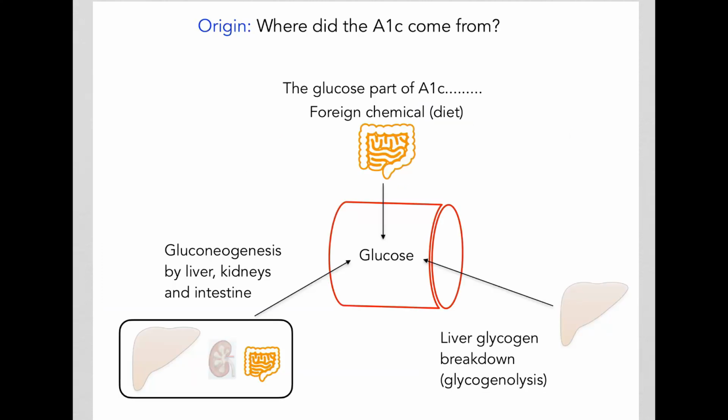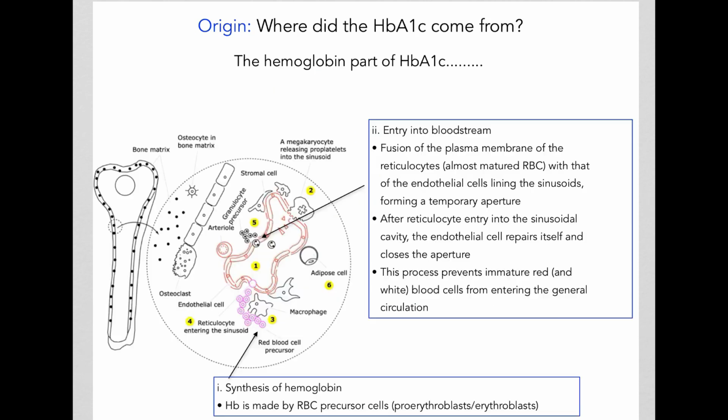To understand this test, we need to look at the origin, distribution, metabolism, as well as excretion of A1c, what we did with glucose in the last video. So hemoglobin A1c has two parts. The glucose part of A1c we discussed in the last video. The origin is either from the diet or from within the body.